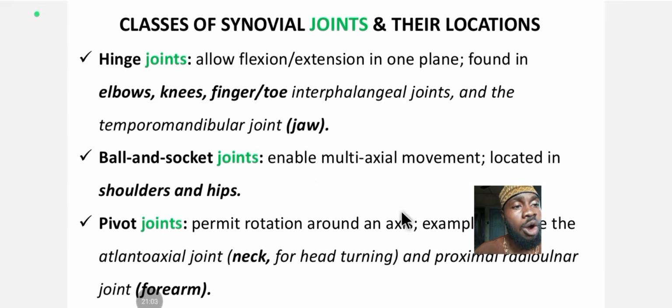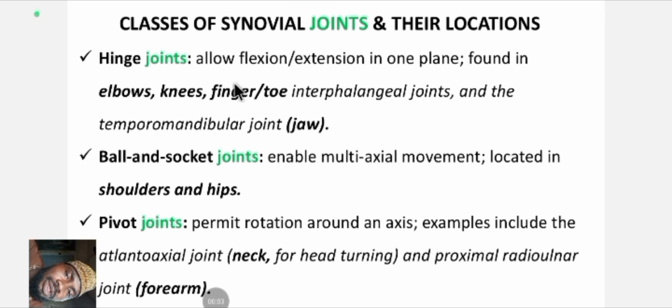The next time we come, we are going to look at the classification of synovial joints and their location. So first of all, we have to understand the synovial joint. What is a synovial joint? A synovial joint is a joint that allows movement to some extent, and it is more specialized. It contains a synovial cavity, synovial membrane, synovial fluid, and a joint capsule, which is usually cartilaginous.